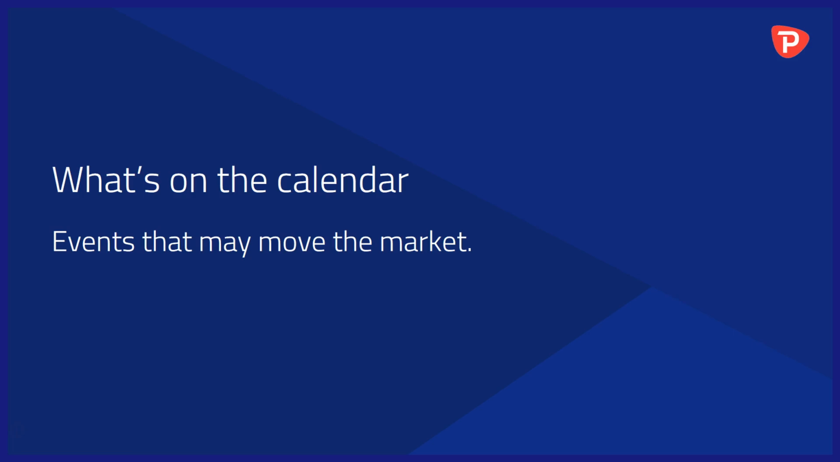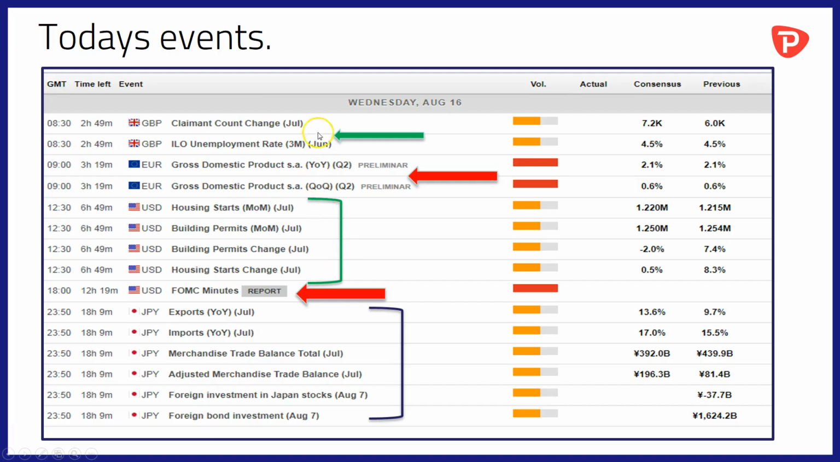Okay, what's on the calendar today? What events may move the market? Well, a fairly busy calendar. I cut it down here with just some of the higher impact events. At 8:30 GMT, we start with some unemployment data in the UK, data for the 3 months to June. Then half an hour later, we have the first of our heavyweight data items this morning, which is GDP reads for Q2 for the Eurozone. Moving on to 12:30 GMT and switching across the Atlantic to the US, we will have housing starts, building permits change, and the housing starts change, all for July in the USA.